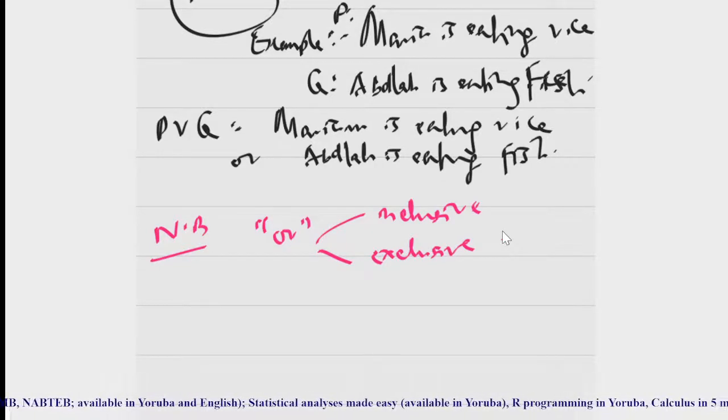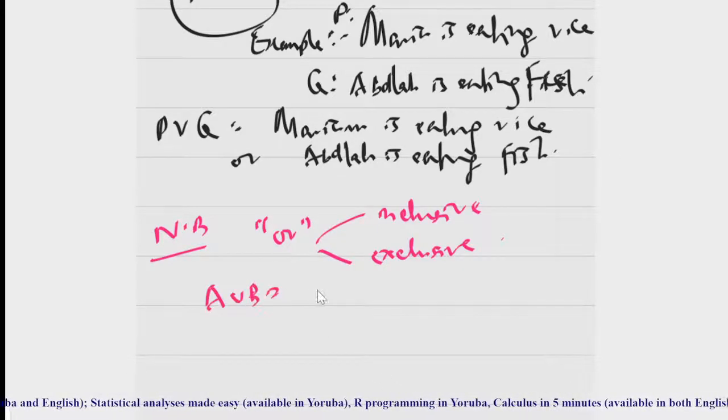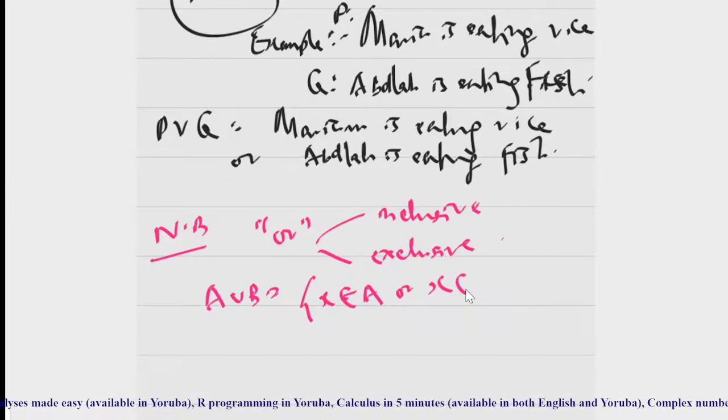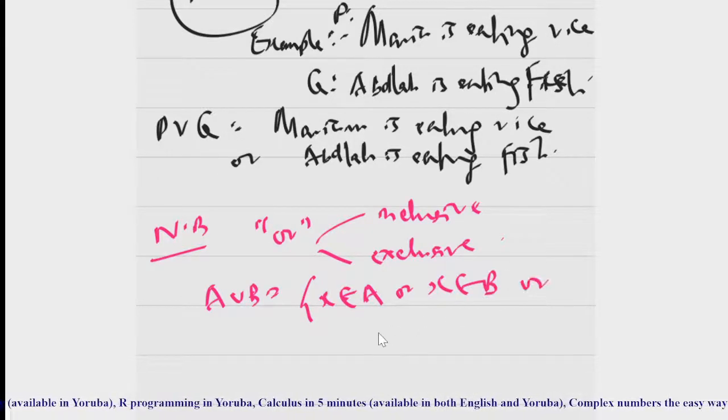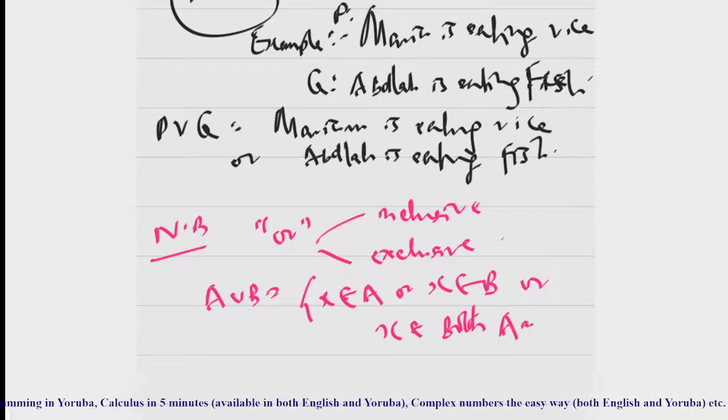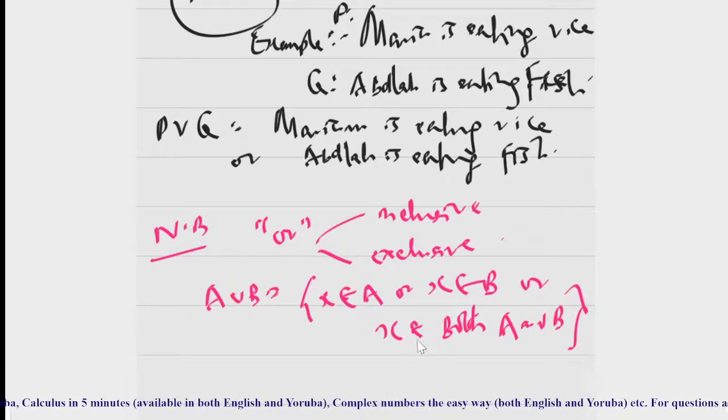The union of two sets: I said the union of sets A and B is defined as elements in A or elements in B or elements in both A and B. When you define union like this, we call it an inclusive definition. An exclusive definition is one that does not take into account both of them. So it's just A or B.